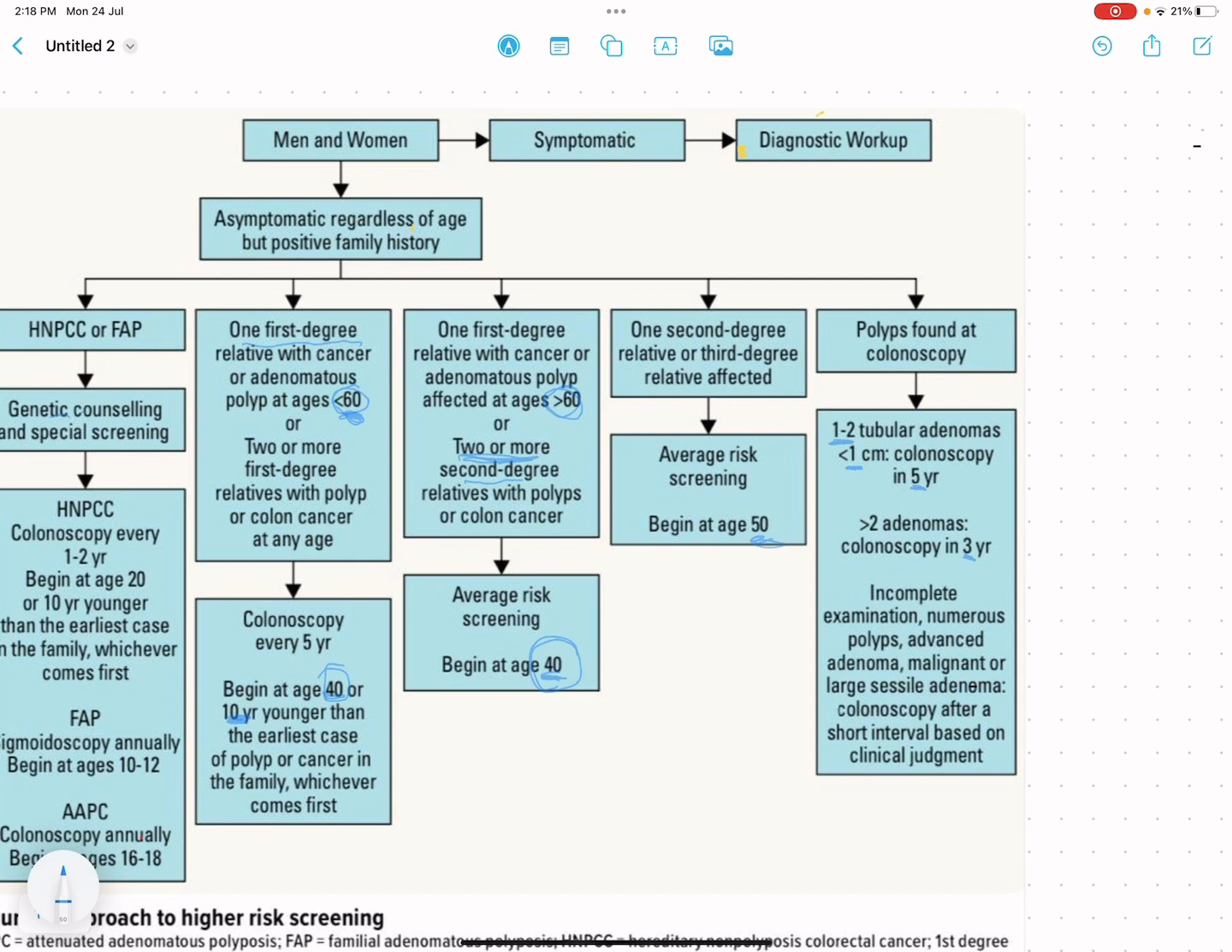Also, in cases of incomplete examination, or if there are multiple polyps, or even if the adenoma is advanced or malignant, or if we have large sessile adenomas which carry more risk of transformation, in these cases the colonoscopy is going to be after a short interval based on the severity of the case and the clinical judgment.